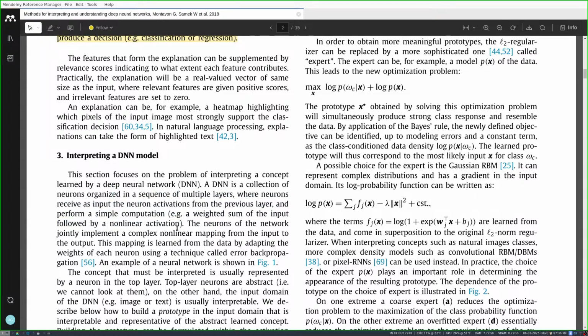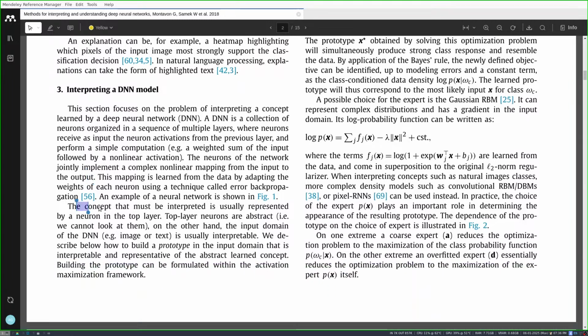A neural network is a complex nonlinear mapping with an activation function. The mapping is learned from the data by adapting the weights of each neuron with a technique called backpropagation. Error backpropagation.